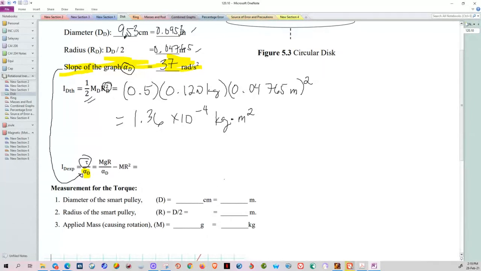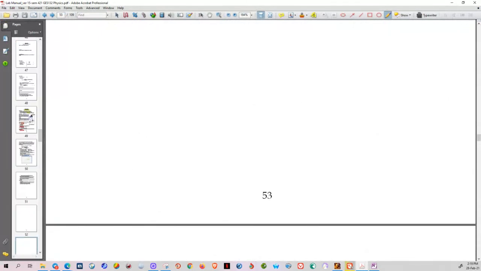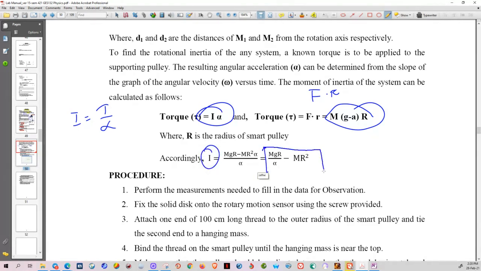The remaining part, to find the inertia by experiment, by doing the actual rotation, is to get the torque. Now, in theory, how we get the equation is given in the theory of your book. Let's go back to the theory. There. We know that torque is equal to inertia multiplied by alpha. How? Inertia is torque over alpha. Okay, and we also know that torque is equal to F multiplied by radius. I explained to you that a while ago. By combining these two equations, we can get the inertia is equal to mgr over alpha minus mr squared.